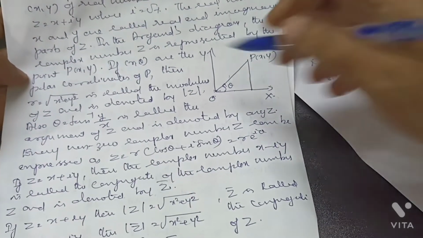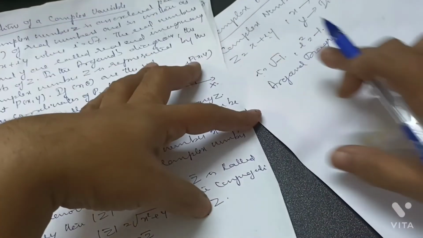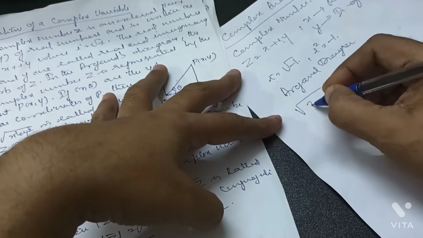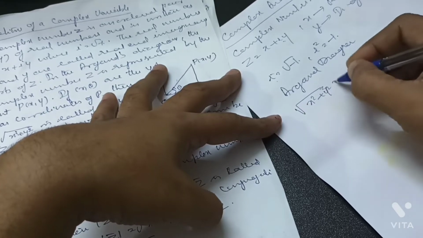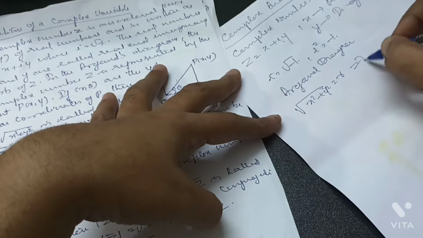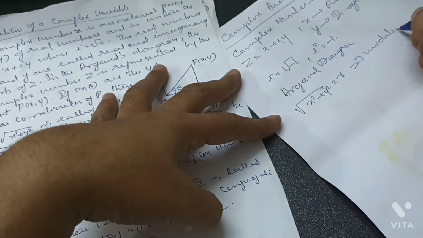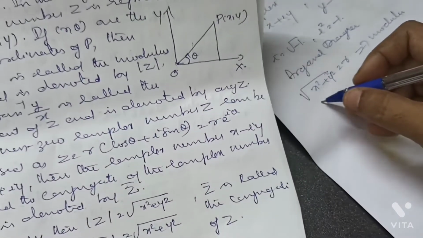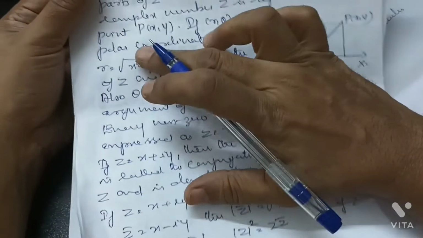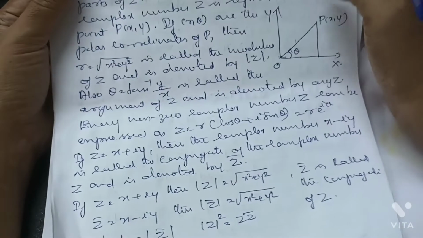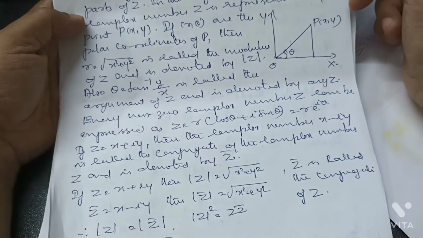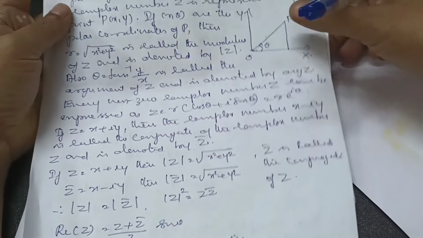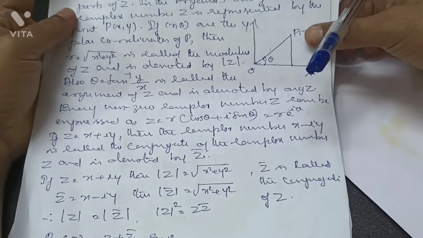And here you can see that, suppose z is equal to x plus iy is the complex number, root of x squared plus y squared is equal to r, which is called the modulus. And one more is there: theta is equal to tan inverse y by x, which is called the argument of z, and is denoted by arg z. So this is the way a complex number can be expressed.